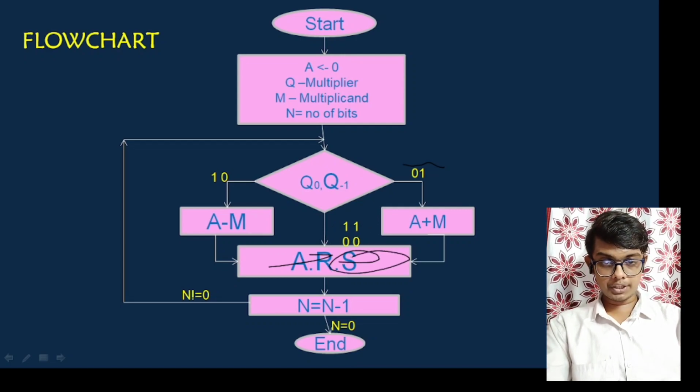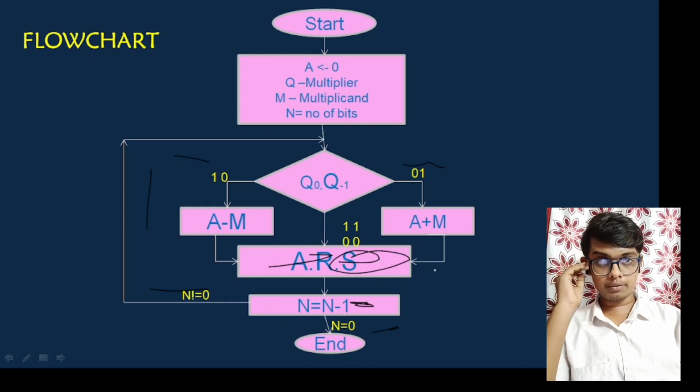After doing arithmetic right shift, we have to decrement the N value. So N is equal to N minus 1. If N is equal to 0, then we have to end the process. If N is not equal to 0, then again we have to continue the loop. So this is how the Booth's algorithm flowchart works. Let's understand the Booth's algorithm with an example.